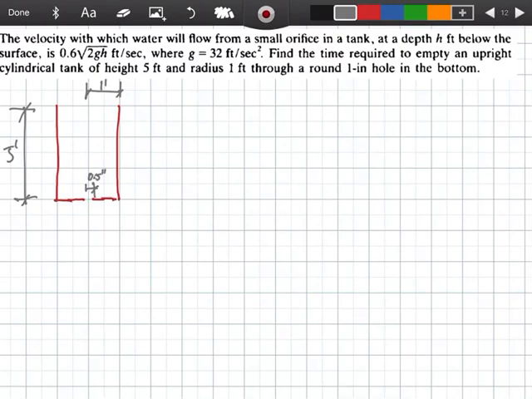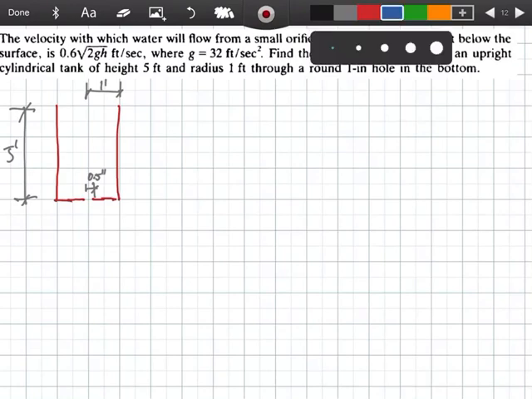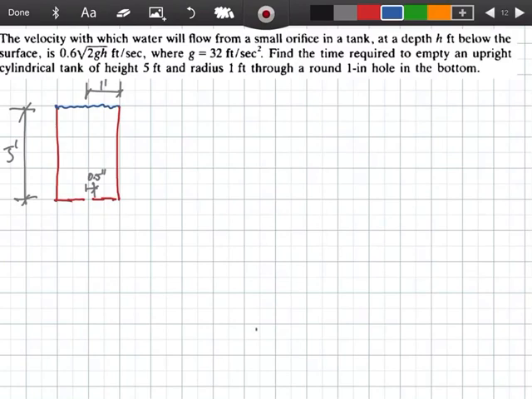Ngayon, since wala siyang sinabi kung hanggang saan yung depth, assume natin na punong-puno yung ating tank. So, at yung tubig ay lumalabas siya dito, 'di ba, sa ating orifice. Na ang speed ng water sa ating orifice ay 0.6 square root of 2gh feet per second. Ngayon, ang tinatanong, ilang time bago maubos yung laman ng ating tank.